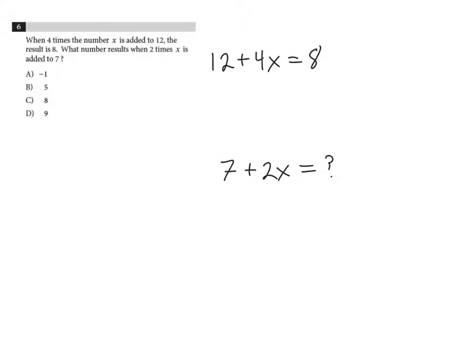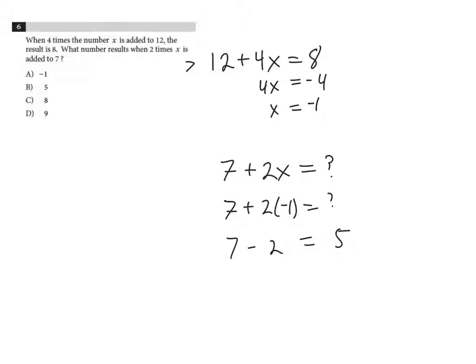We're going to start with our equation up top. We're going to subtract 12 from both sides, and we'll get 4x equals -4. Divide by 4, x equals -1. Well, if x equals -1, we see that 7 minus 2 equals 5. So 5 would be our solution for this one.